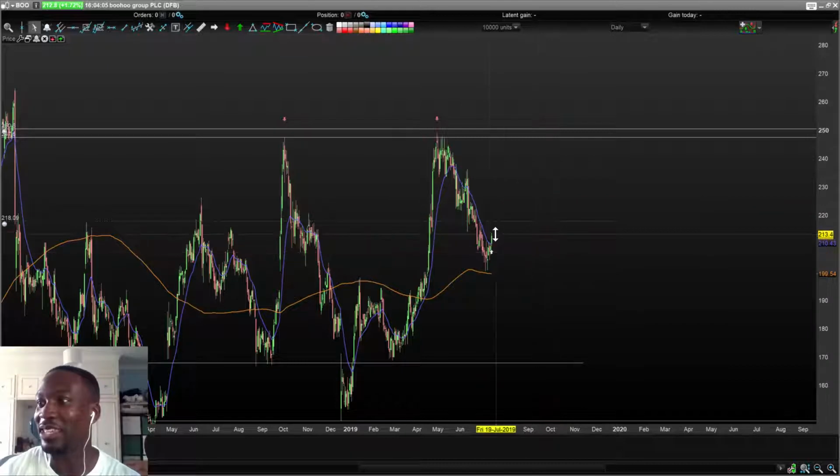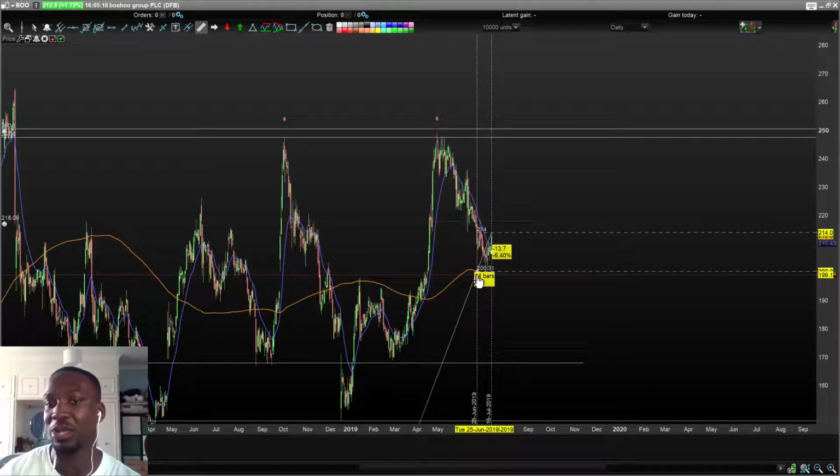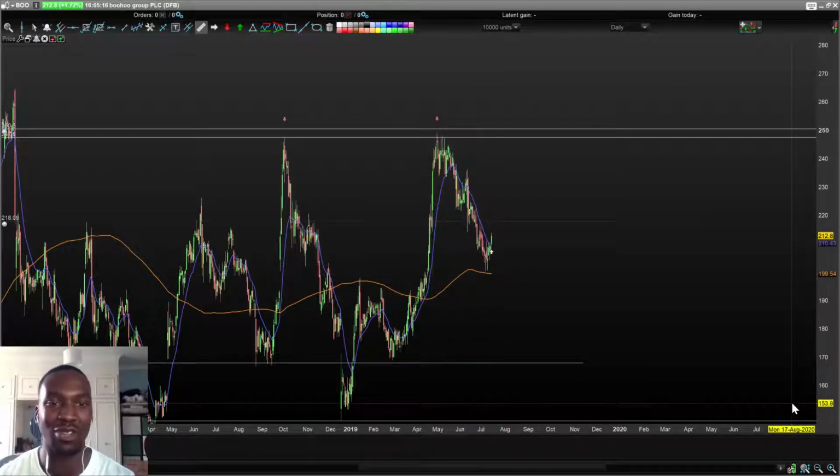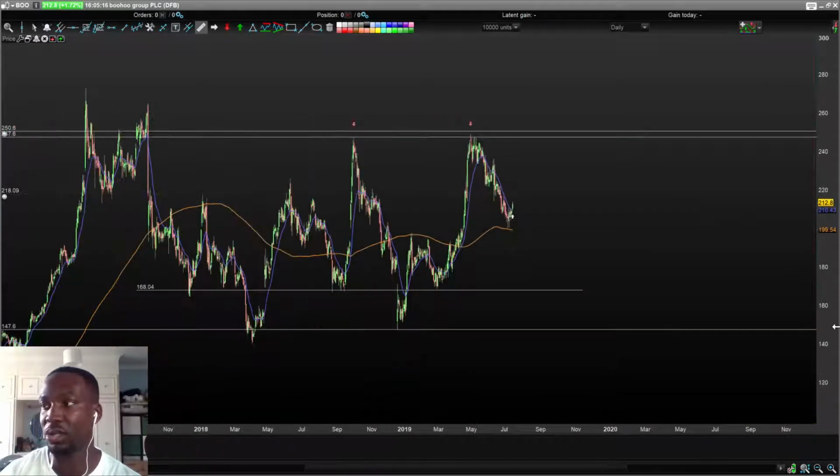So that would mean you could potentially make 34 pips and you'd be risking 13. So that's a 3-to-1 risk to reward ratio, and that sounds real good to me. That's something that I'd say is a good risk to take.